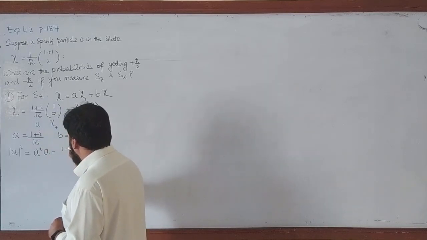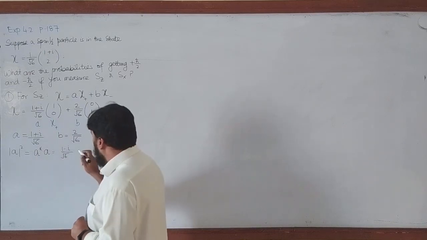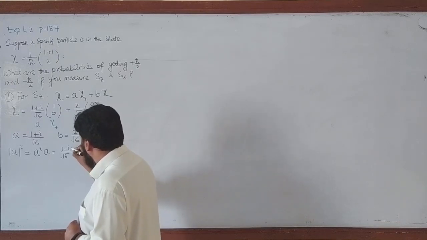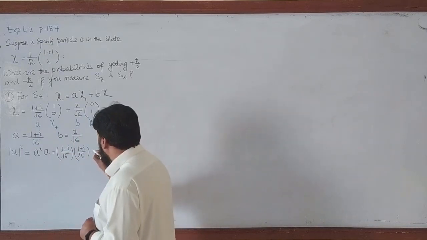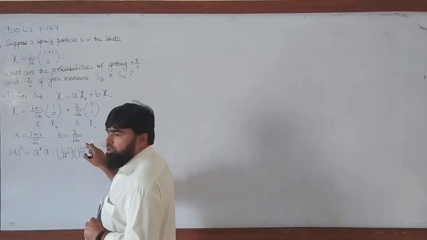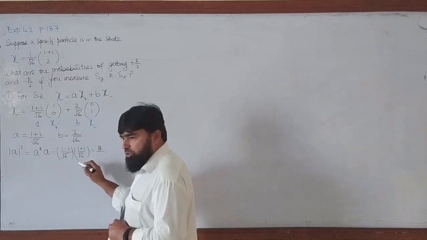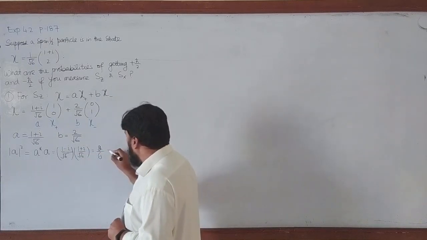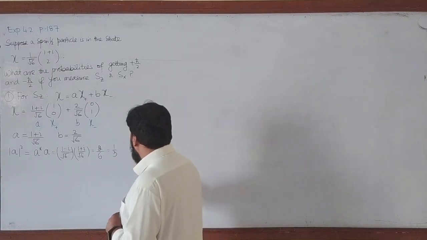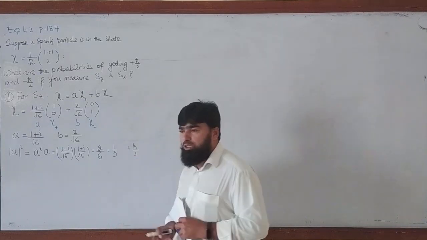So A conjugate will be (1 minus i) by square root 6. This is multiplied with (1 plus i) by square root 6, the A itself. So these two are multiplied, and what will this give? 1 squared minus i squared, so 1 minus minus 1, it becomes 2. And 6 and 6 square roots give you 6 here. So this is equal to 1 over 3. So the probability of getting plus h bar over 2 when you measure Sz on this system is 1 over 3.